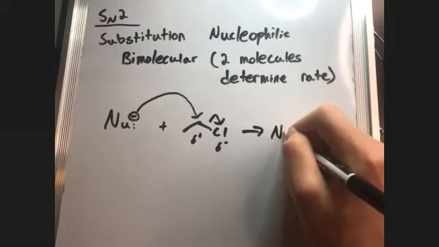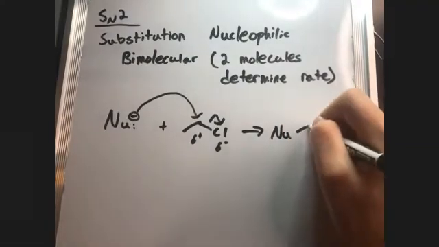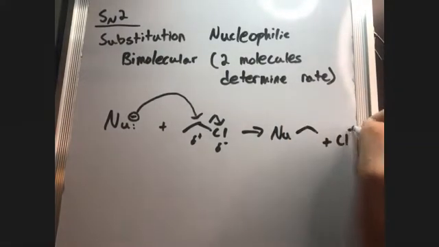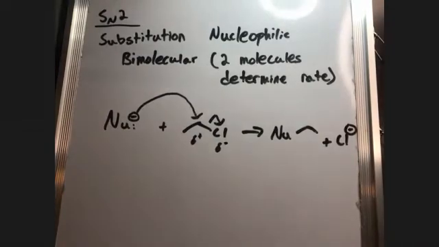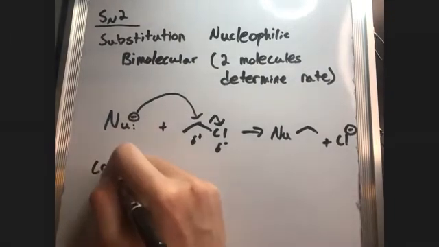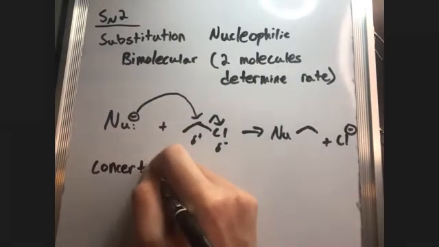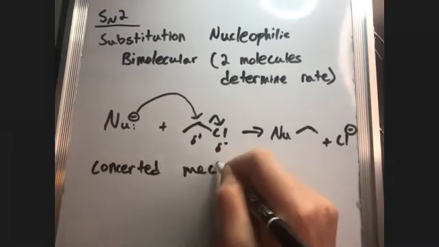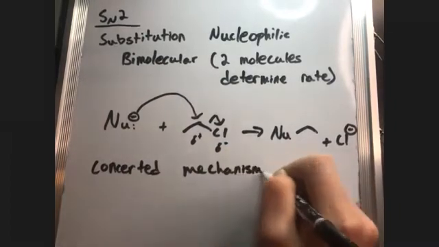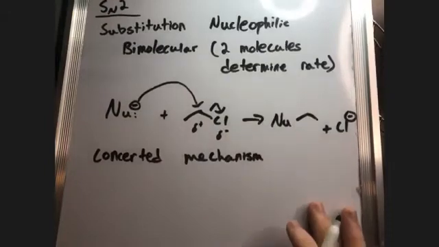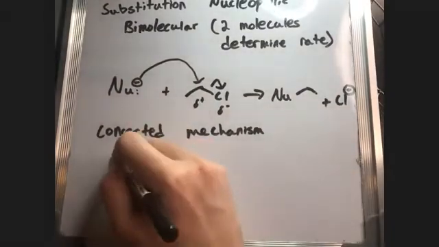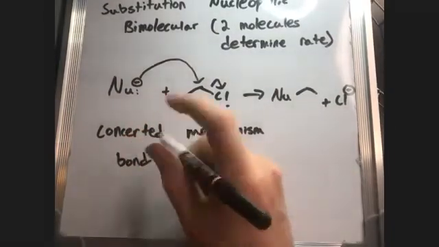is the chlorine. And you get this type of mechanism. And this happens in one step. So in that sense, we call this concerted, which means that it occurs in one step, but to be more specific, it means that bonds break and form simultaneously.